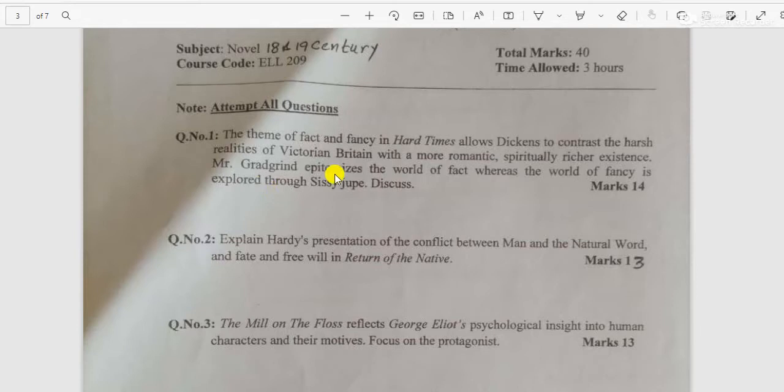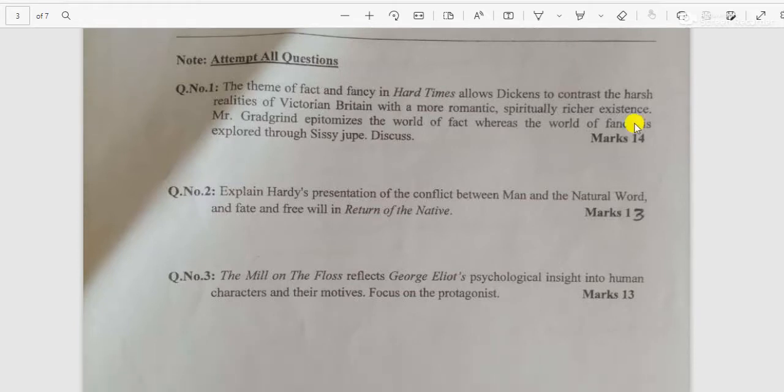Mr. Gradgrind epitomized the world of fact, whereas the world of fancy is explored through Sissy Jupe. Discuss. So you have to make a comparison of fancy and fact. And question number 2 is explain the hardest presentations of the conflict between man and natural world, fate and free will in the novel Return of the Native.